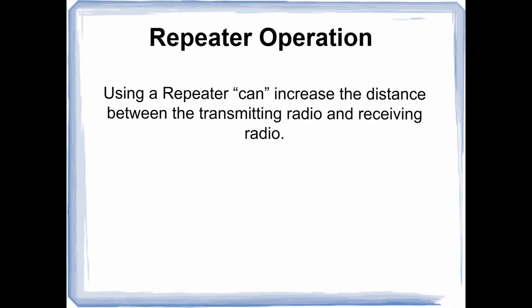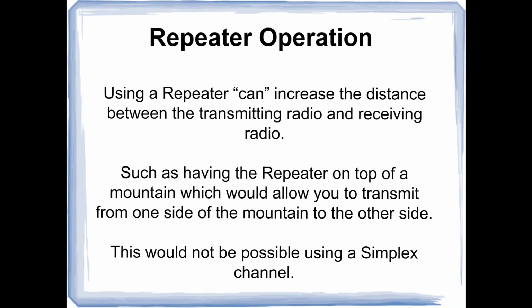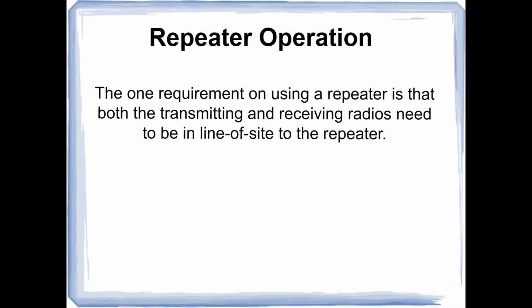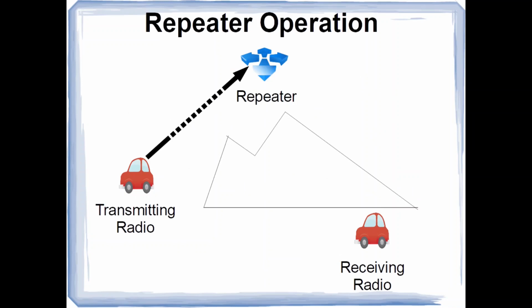Using a repeater can increase the distance you can communicate, like talk from one side of a mountain to the other side, which would not be possible with a simplex channel. Both radios must be in line of sight of the repeater. If one of the radios cannot hit the repeater, then two-way communications is not possible.